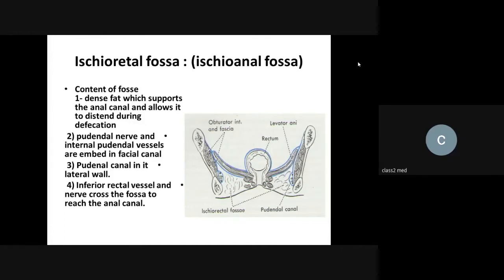The content of the ischiorectal fossa or ischioanal fossa. First, the dense fat which supports the anal canal and allows it to descend during defecation. Second, the pudendal nerve and the internal pudendal vessels are embedded in the fascial canal. And third is the pudendal canal in its lateral wall. The inferior rectal vessels and nerve cross the fossa to reach the anal canal.